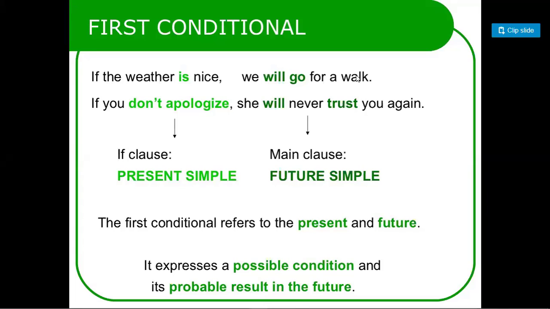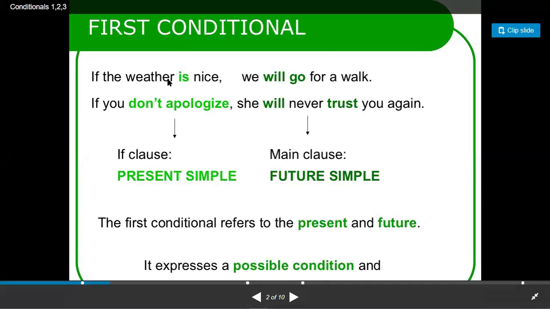Okay, good. So now see here, pay attention to the verb also. Here you would also find a different helping verb, will. Here the main clause is in future simple and the if clause is in present simple. So here don't apologize is present, and here will go and will never trust you is future simple, so future tense.